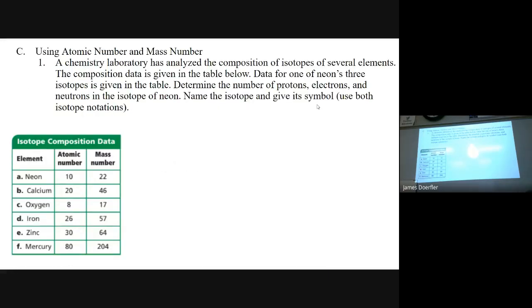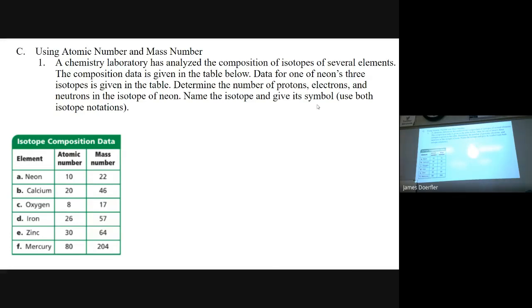A chemistry laboratory has analyzed the composition of isotopes of several elements. The composition data is given in the table listed here. Data for one of neon's 3 isotopes is given in the table. We are to determine the number of protons, electrons, and neutrons of this isotope. And then we have to name the isotope using both naming methods. So let's start with the first question.